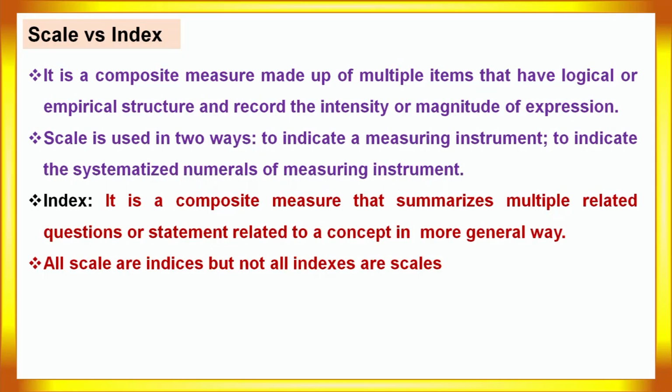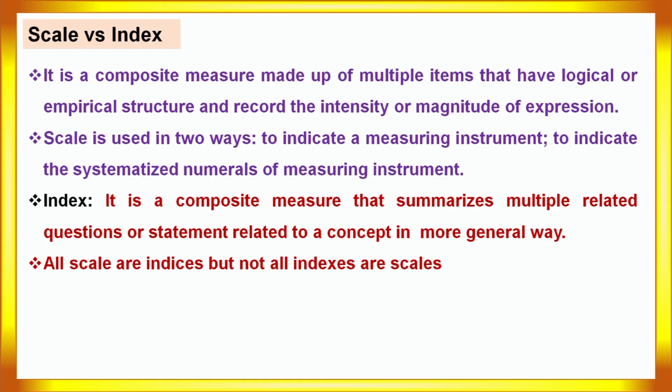So, if you look into the definition of the index, what is the index? Again, it is a composite measure that basically summarizes the multiple related questions or statements related to a concept in a more general way. So, one thing is clear now, both the index and the scale are comprised of multiple related questions or statements. In case of the index, it summarizes all these particular statements, or the responses to them, in a general way. On the other hand, scale is much more logical and empirical. Scale has an empirical and logical structure, which may be missing in case of the index.